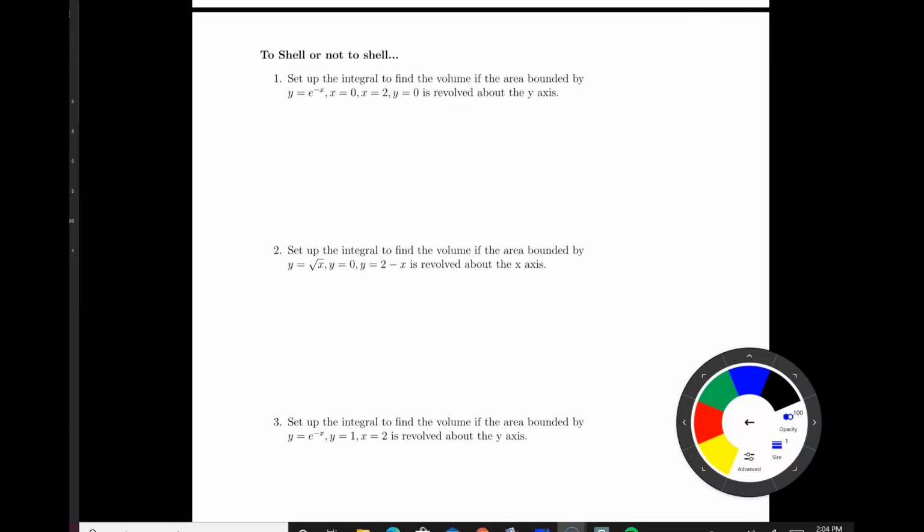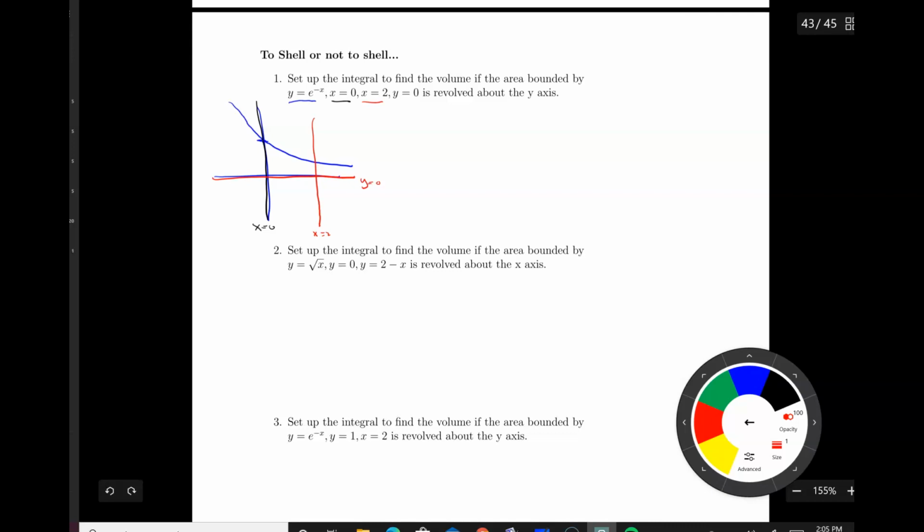All right, every time is an adventure looking to find how to build the rectangles for how we're going to find the volume. So here's e to the negative x, x equals 0 is this, to make sure we get the graphs correct. x equals 2 is this, and y equals 0 is here. So this is the area that's bounded, and we're revolving it around the y-axis.